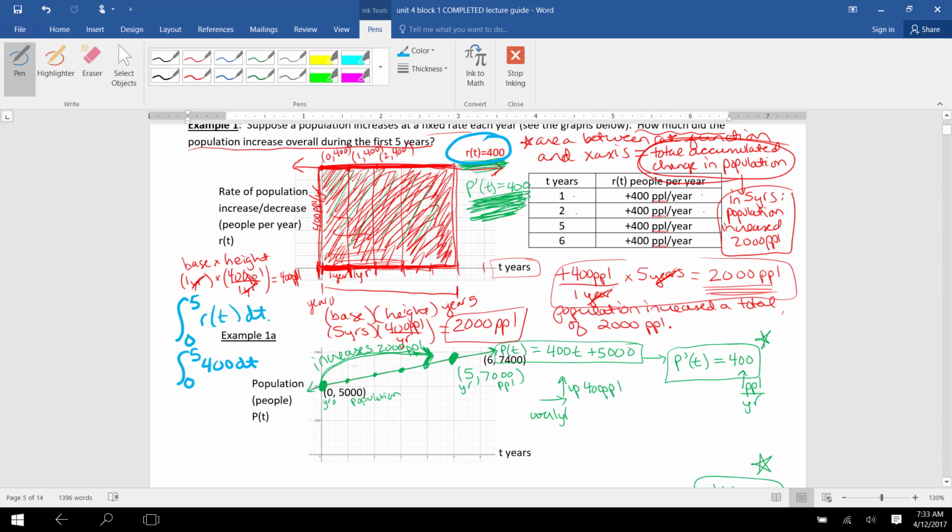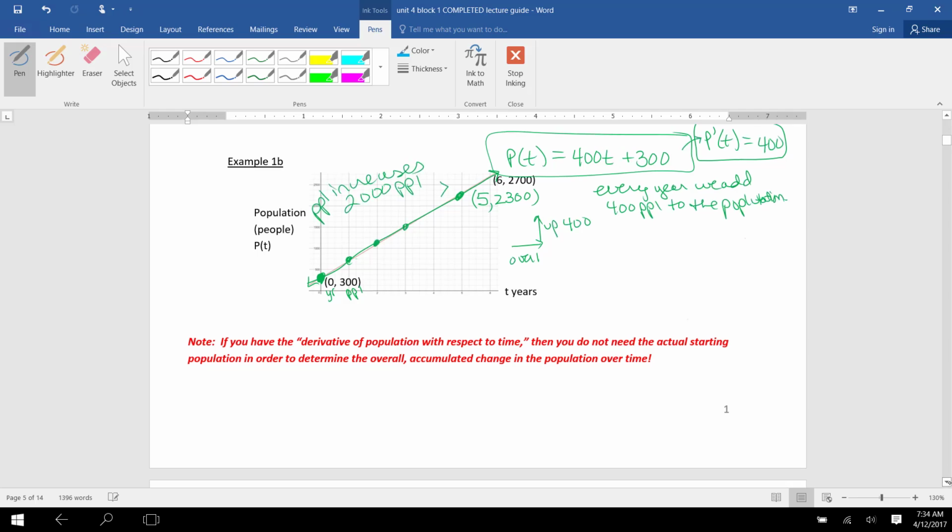We calculated this value by finding the area between the rate function and the x-axis from 0 to 5. We found that the area was 2,000. So the definite integral value is equal to 2,000. Again, when we interpreted it in terms of the original population function, we said the population increased 2,000 on that interval from t equals 0 to t equals 5. Let's look at example 2 and try again.